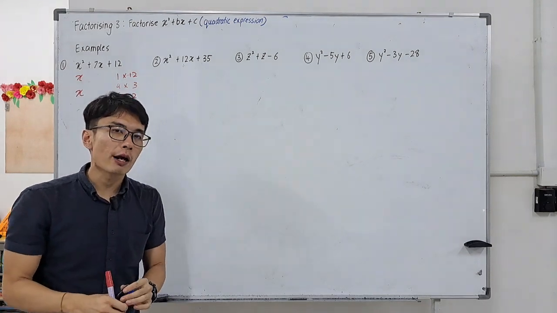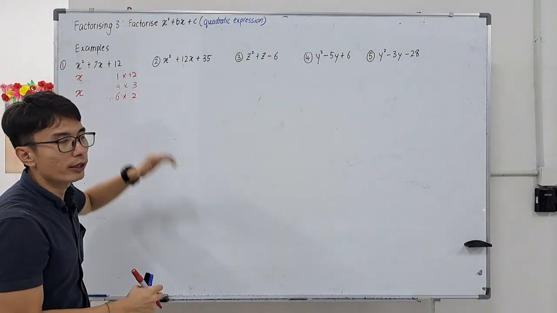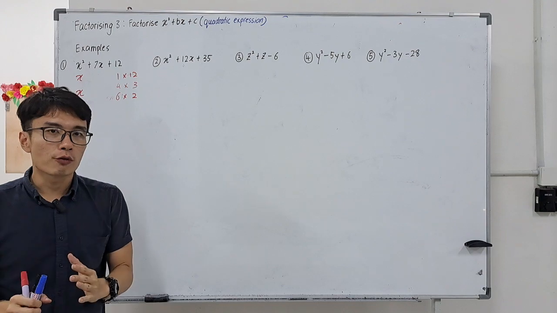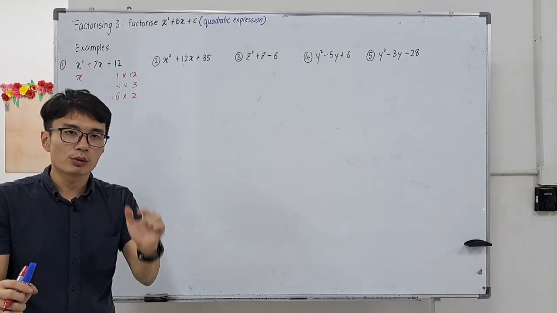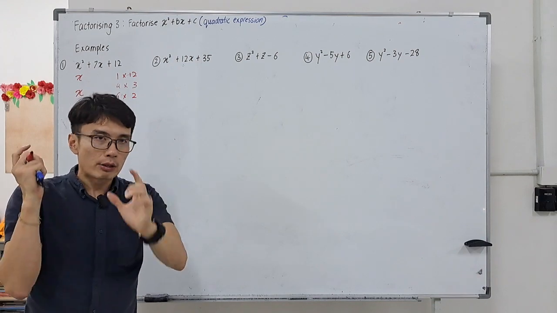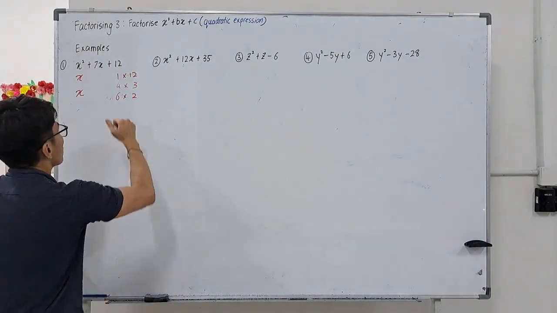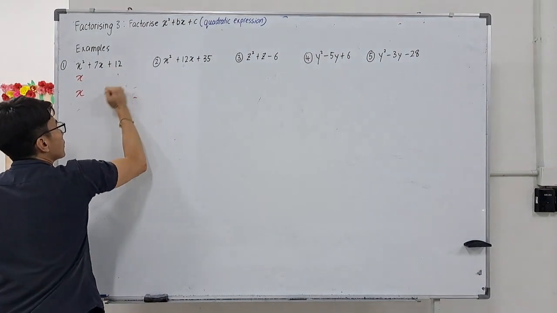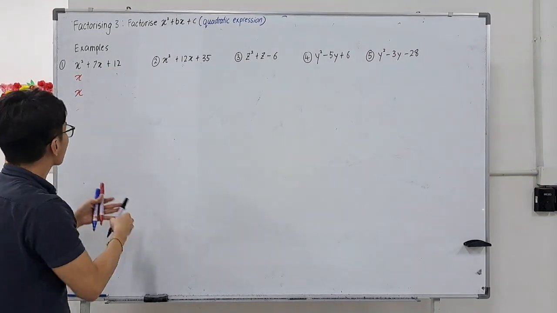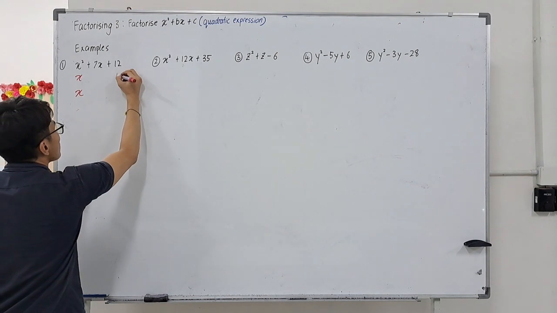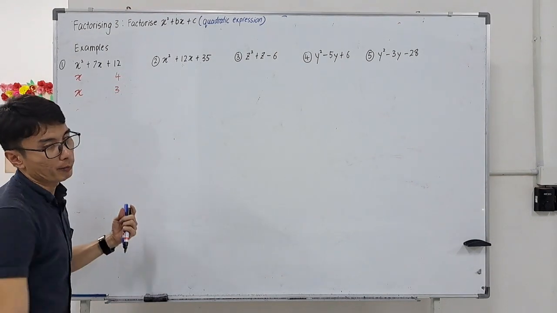So which pair do I have to use in order to factorize this correctly? My suggestion for you is don't stress about it. Just test out the first pair of numbers that you can think of. So in this case, I would choose 4 and 3. Let's just say I choose 4 and 3, the first pair of numbers I think of.